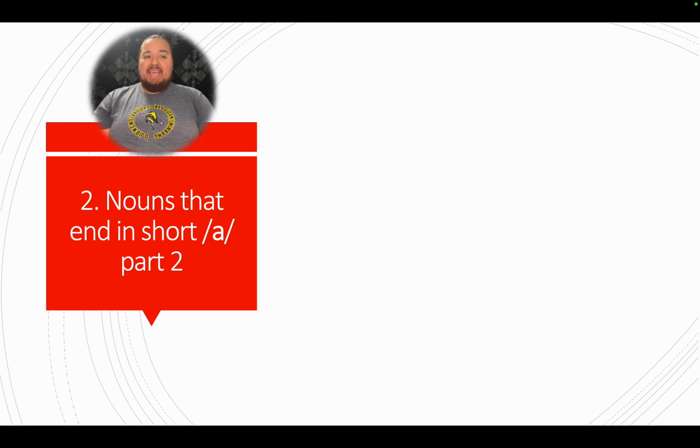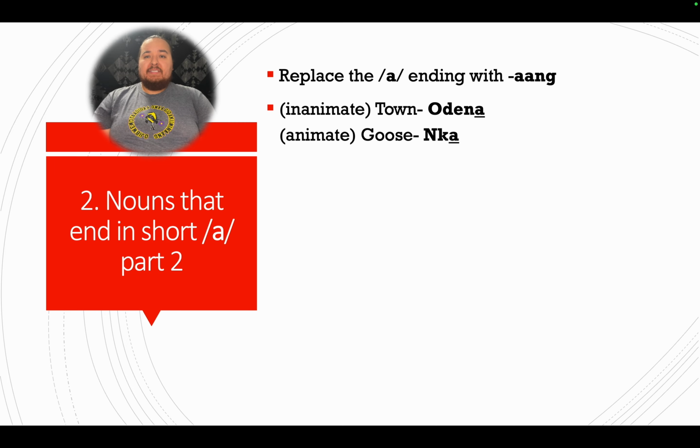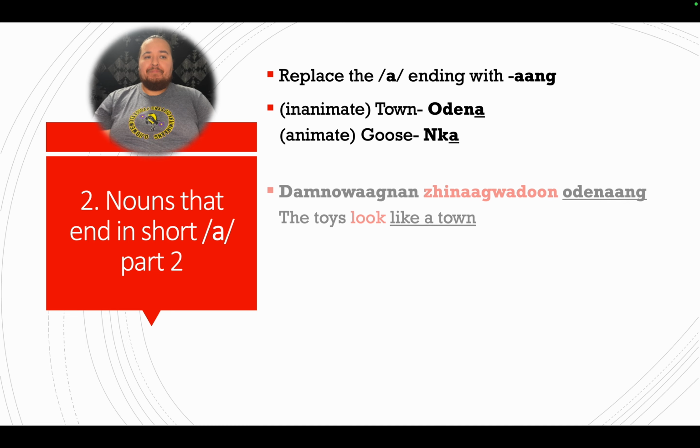Nouns that end in short A sounds, part 2. Replace the short A with a double A-N-G suffix. Our examples: the inanimate one is odena, town, and our animate example is nka, goose.